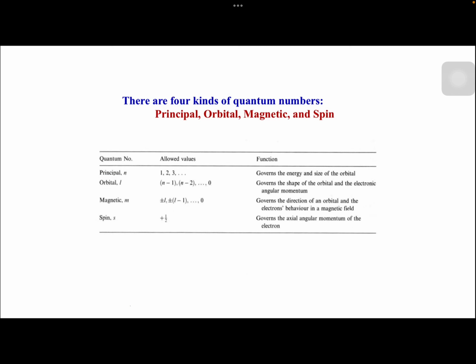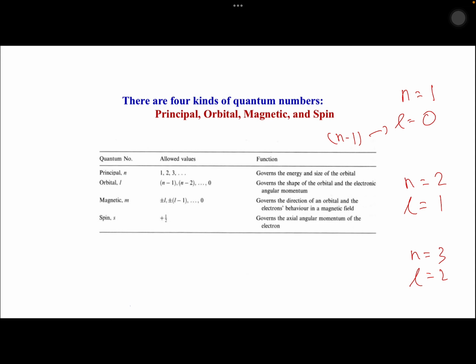The principal governs the energy and size of the orbital. The orbital governs the shape of the orbital and the electronic angular momentum. For example, if n is equal to 1, the orbital value is 0 because L goes up to n minus 1. If n equals 2, L can be 0 or 1, and so on. For n equal to 3, L goes up to 2.